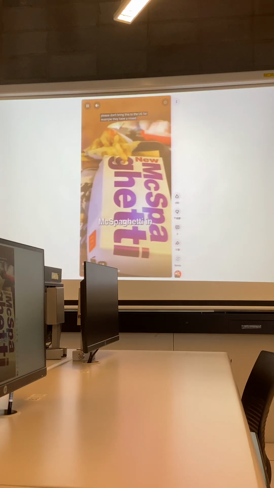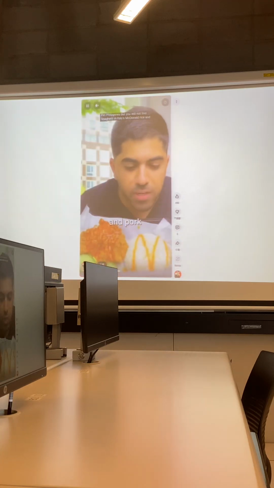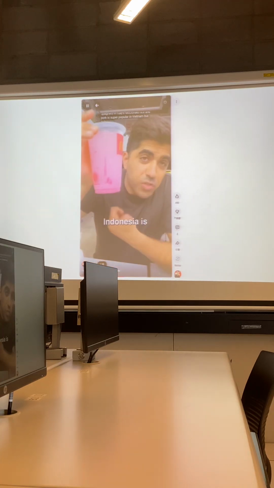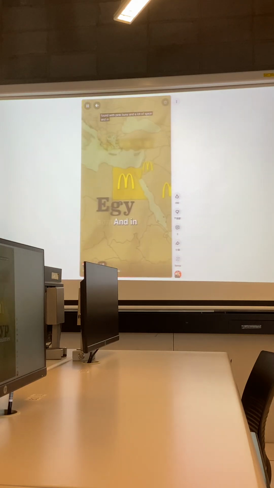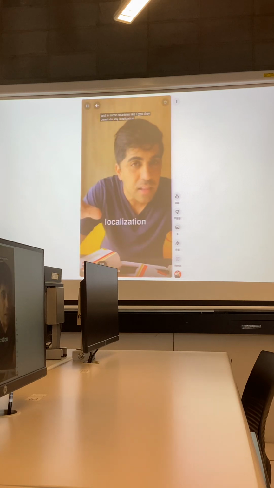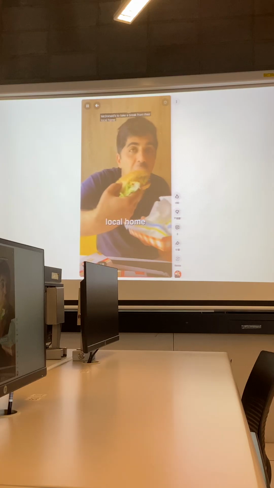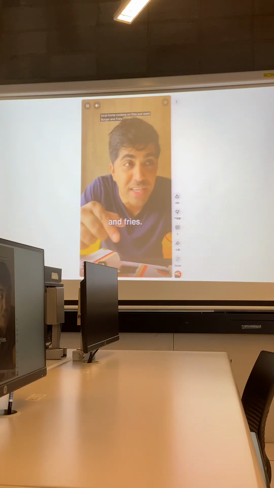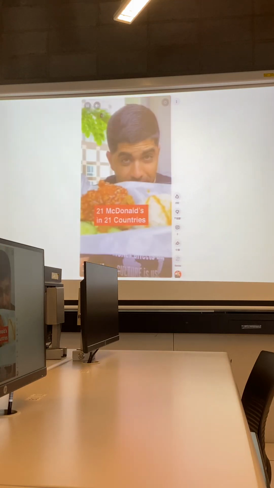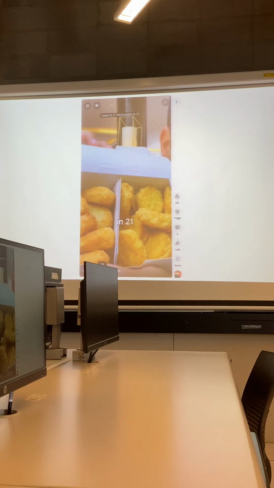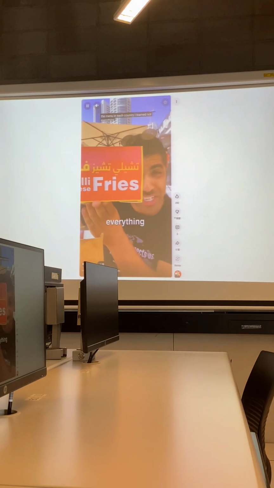And how about in Japan? In Japan, does McDonald's sell a special menu, burger or chicken with or without rice? Japanese McDonald's sometimes sells a special menu, but mostly they only sell burgers and chicken. More burgers than chicken.